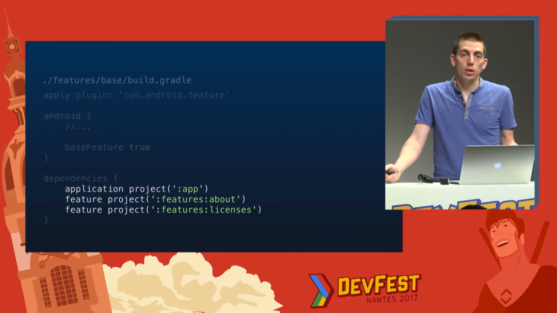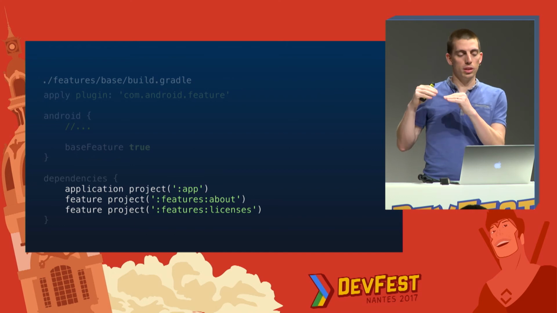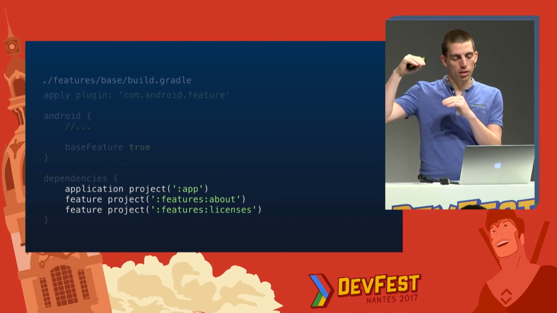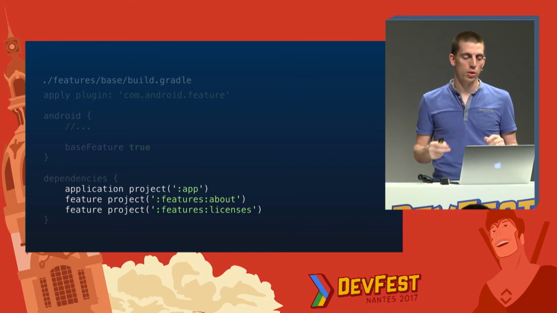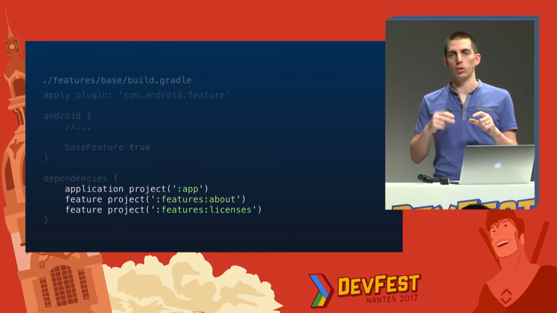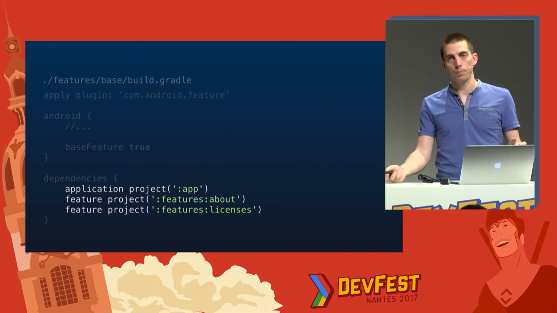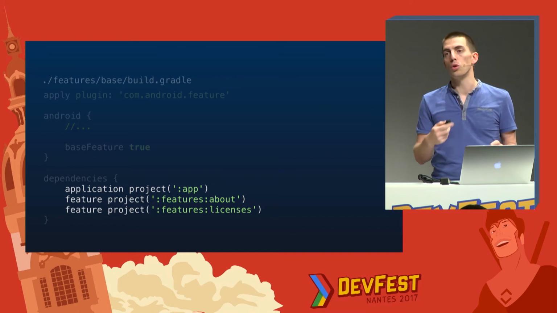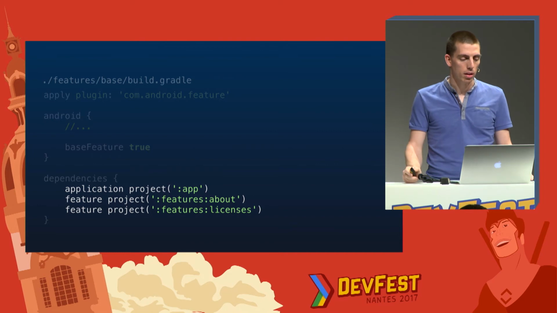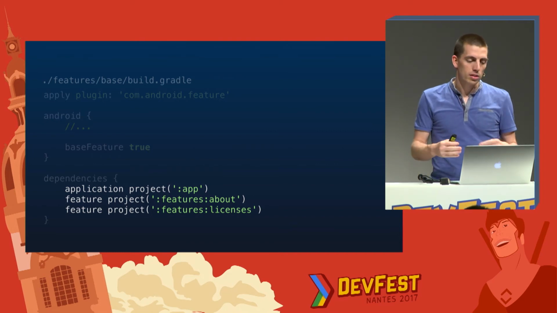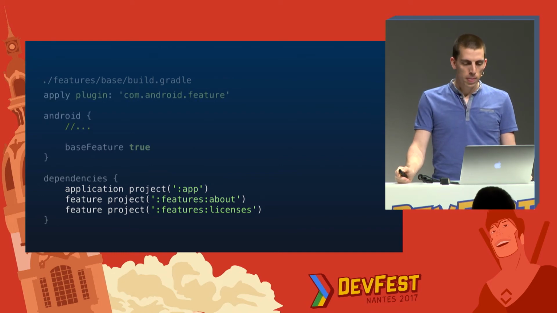And finally, if you look at the dependencies, this is kind of weird here because we're trying to have a one-way dependency, but actually the build system needs a two-way dependency. So the base feature module will actually depend on the application and the feature project, and this is for the base feature to know about the application ID of your project. So it has to be here. But it's not really a dependency. It's really about just knowing about the application ID. And that's pretty much it.